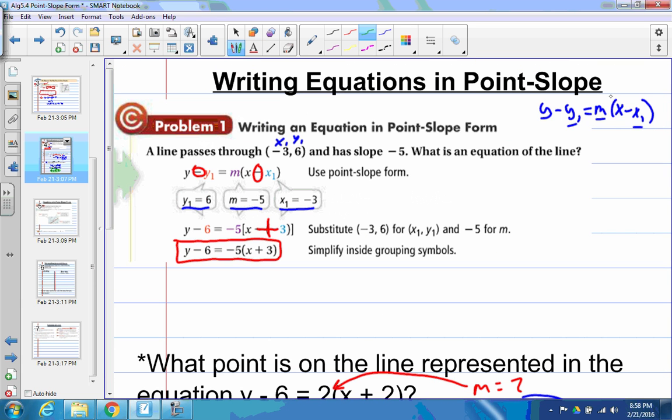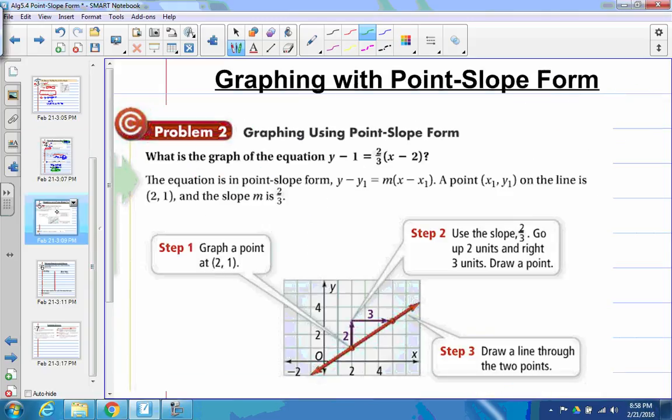So, before we go to bed tonight, say this 5 times. Then say this 10 times. Point slope form is y minus y1 equals m times x minus x1. Y minus y1 equals m times x minus x1. Y minus y1. Just keep saying that. You'll get it down.